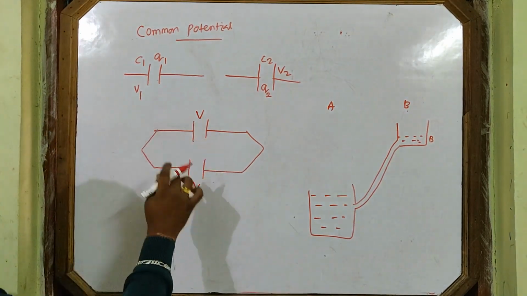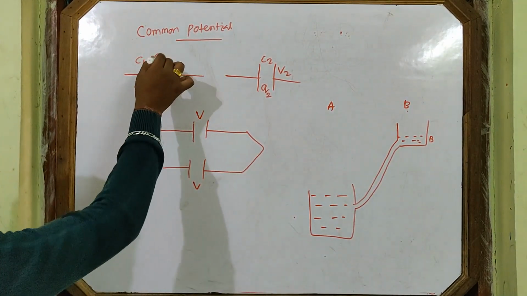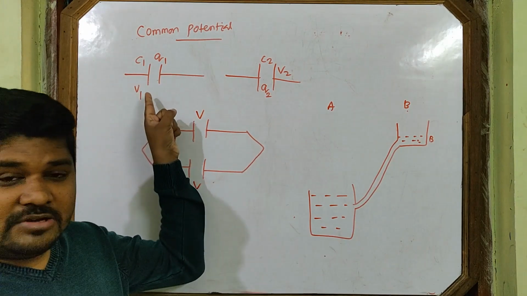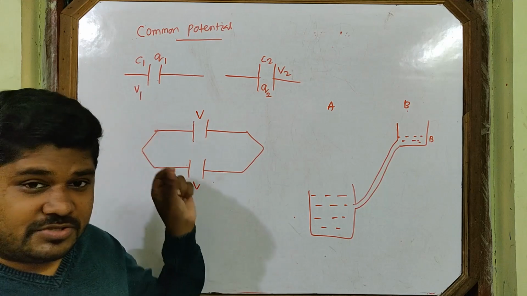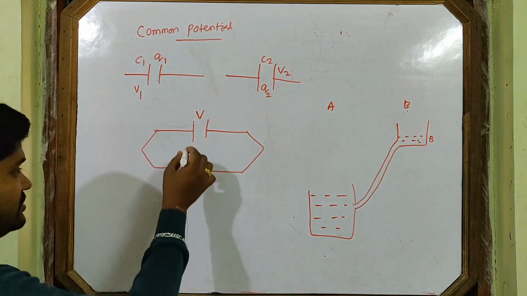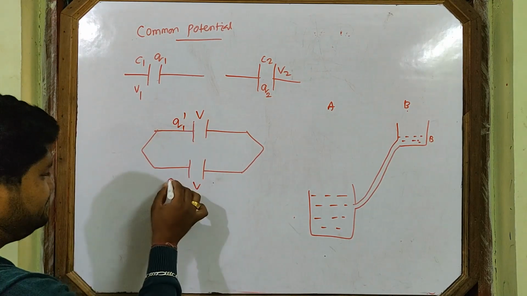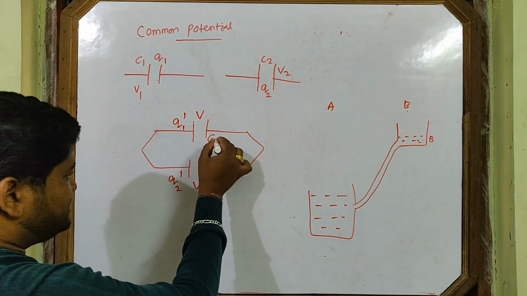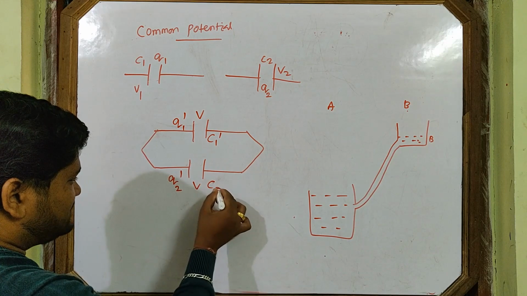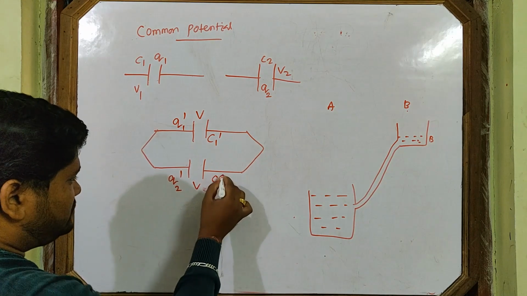Now the potential is common. Then what about the charge? Charge Q1 is not the same here. From higher to lower potential, charge moves. So there is some change in Q1. This charge becomes Q1 dash, this charge becomes Q2 dash, this capacitance becomes C1 dash, and this capacitance becomes C2 dash.